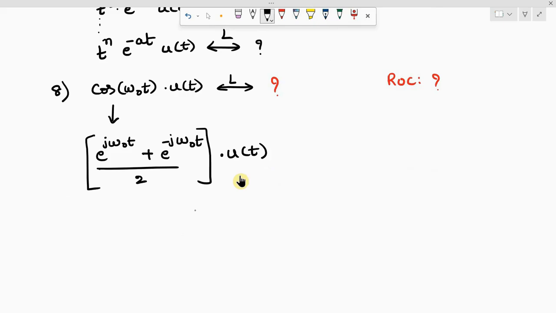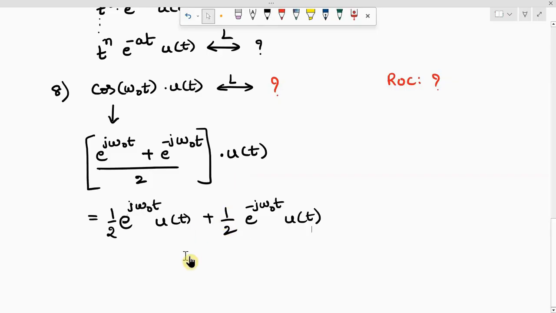Tell me next, what should I do? e power j omega naught t by 2 into u of t. Right, maybe you can write half like this: half times e power j omega naught t into u of t plus half times e power of minus j omega naught t into u of t. Okay.